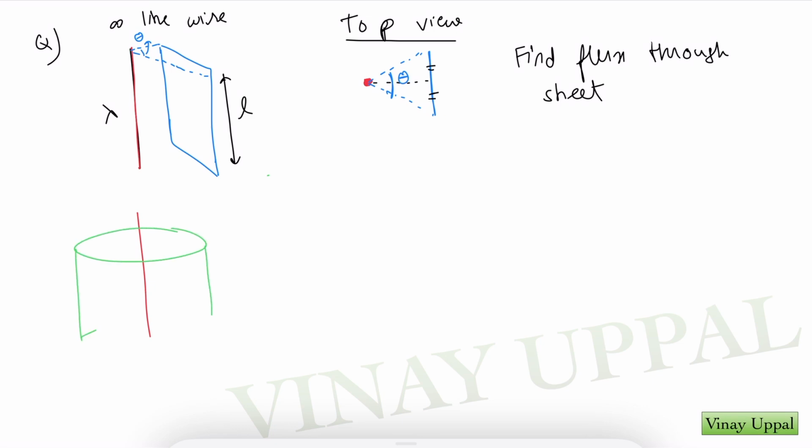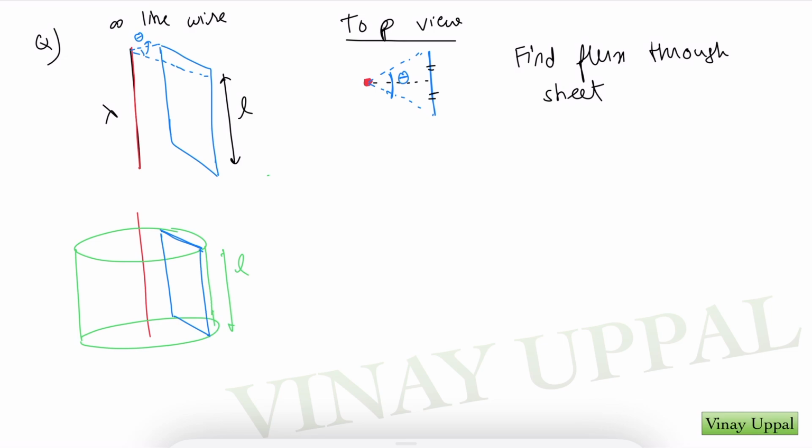So let me just draw a cylinder of height L. Now one thing that we must realize is that electric flux is a measure of the electric field lines cutting a surface. The more field lines cutting a surface, the more the flux through that surface will be. So if I were to draw the cylinder in such a manner that it's enclosing the blue surface.